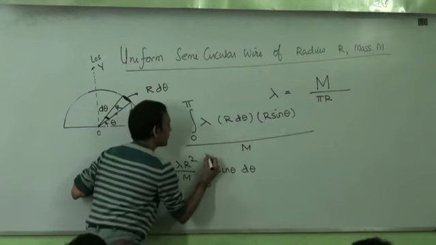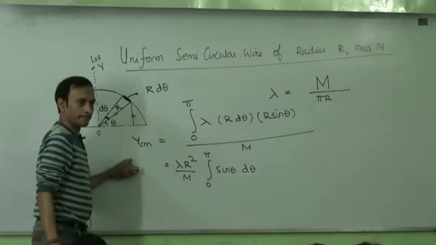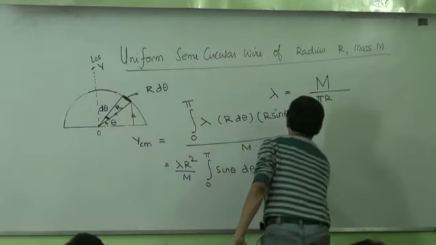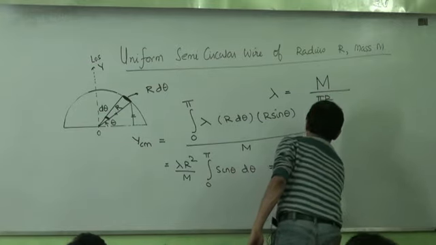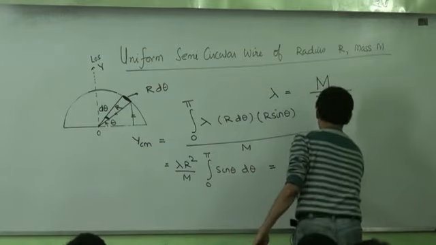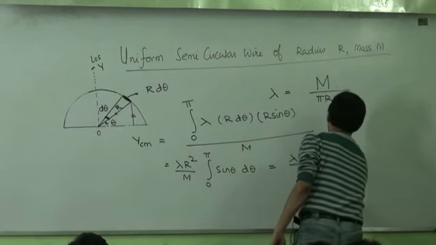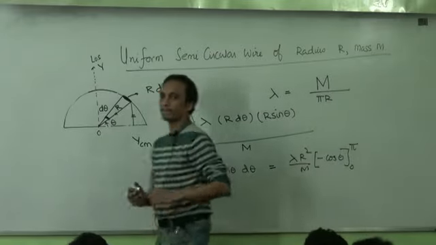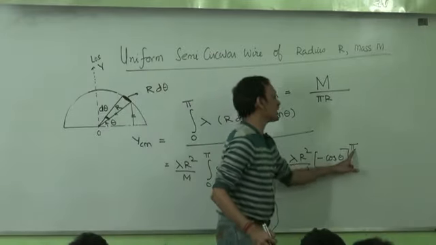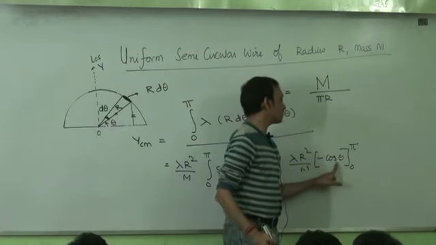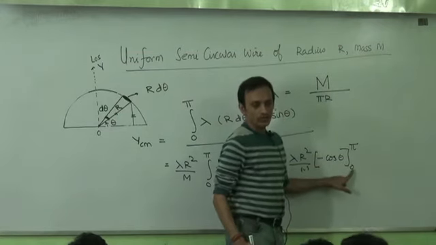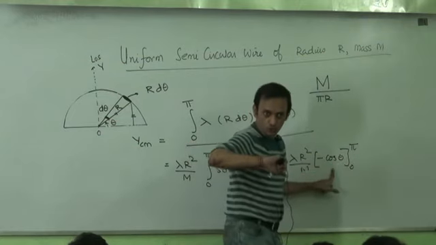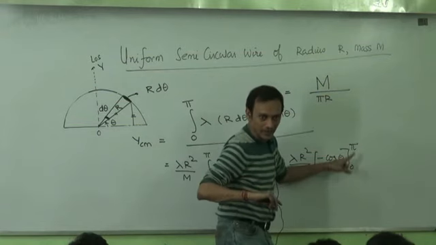Theta runs from 0 to pi, right? Which is like lambda r squared by m. Integral sine theta is minus cos theta. So it's minus cos theta, where theta runs from 0 to pi. The value of minus cos theta at pi is plus 1. The value of minus cos theta at 0 is minus 1. So 1 minus minus 1, that is 2. It's going to give me 2, isn't it? When you supply the limits.